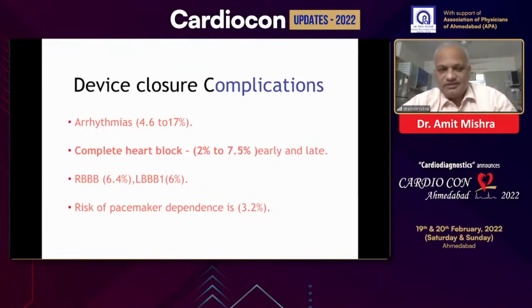There is a higher incidence of arrhythmia. We don't see so many arrhythmias in a clean VSD closure like this. There's a very high incidence of complete heart block. If you go by surgery, it is less than 2%, and especially if experts are there, less than 1% incidence of heart block, right bundle or left bundle branch block. With devices, there is an almost 3.2% incidence of permanent pacemaker implantation.